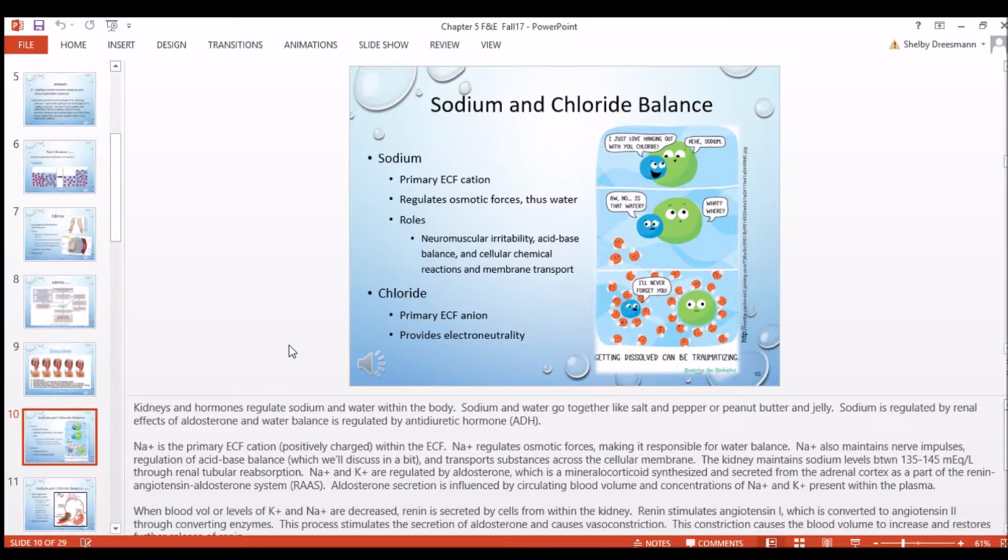Sodium and chloride balance. Kidneys and hormones regulate sodium and water within the body. Sodium is regulated by renal effects of aldosterone, and water is regulated by antidiuretic hormone. Sodium is primarily an ECF cation, so sodium is normally outside of the cell. And sodium regulates osmotic forces, which is responsible for water balance. Sodium also maintains nerve impulses.